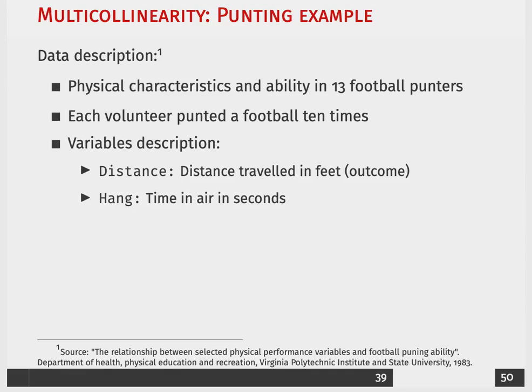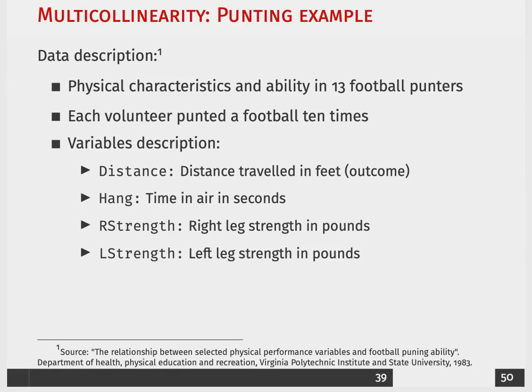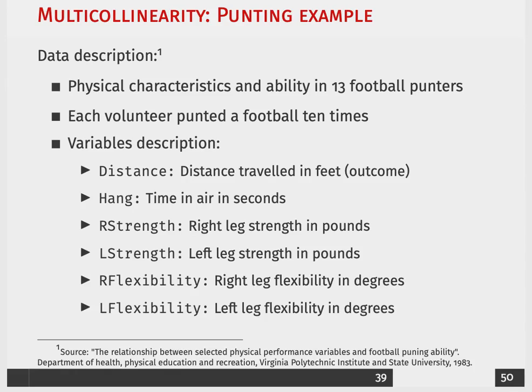The predictors that we have for the distance are hang time in seconds. We have right leg strength in pounds, so they must have been doing some either leg lifting or maybe some pressure outputs from the punts themselves. But we also have the same information for left leg strength as well. Now, we also have the degree of flexibility in both of their legs as our final predictors.